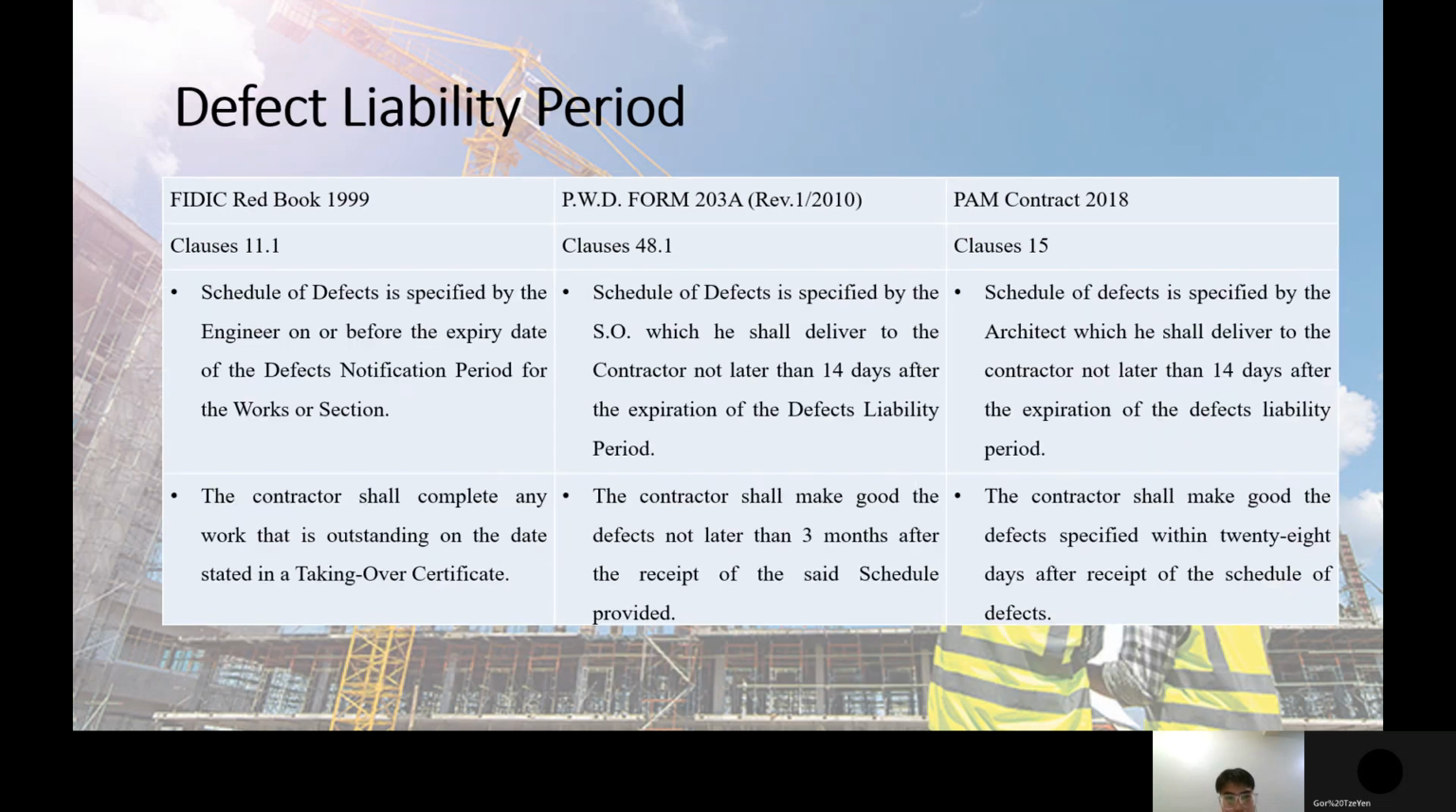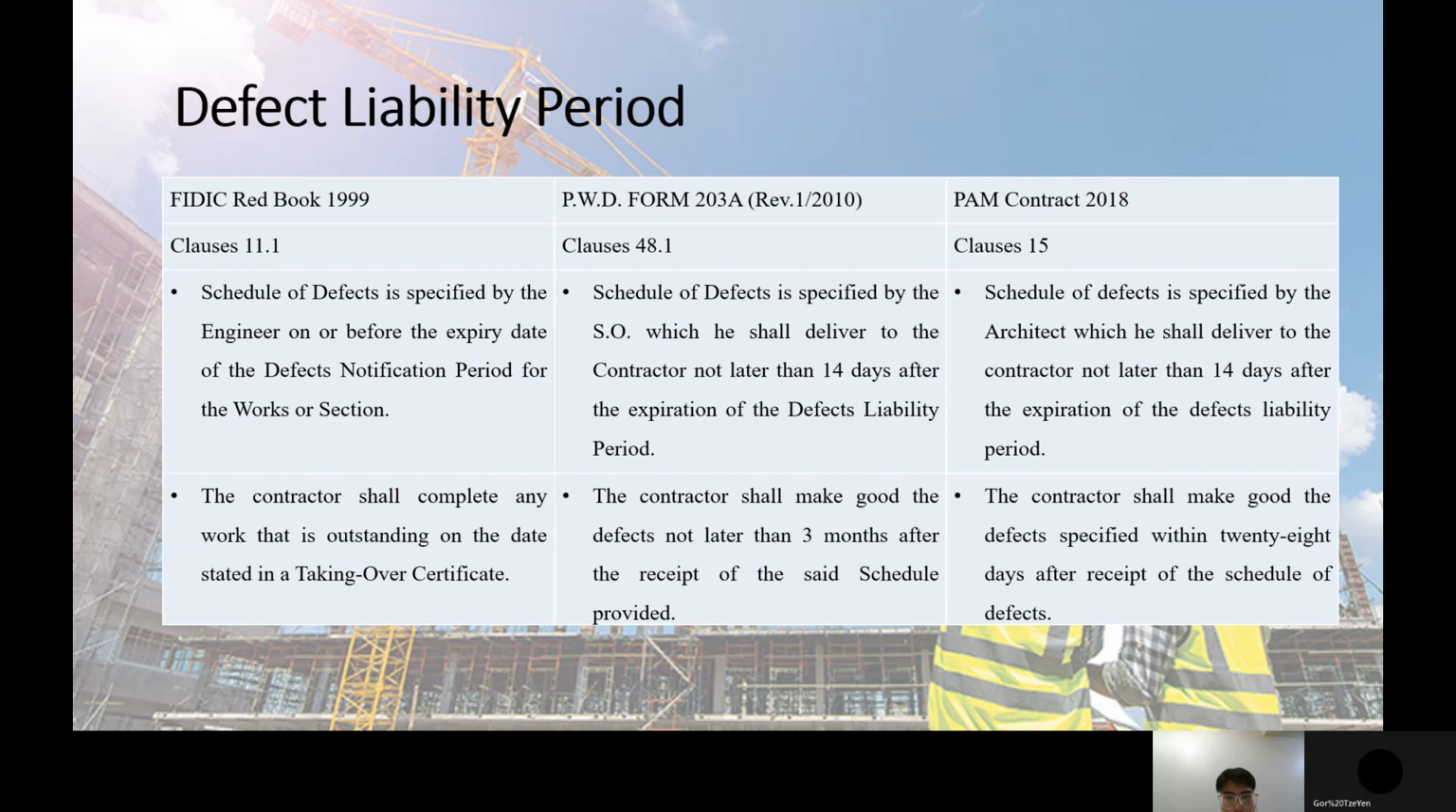Next. Moreover is the defect liability period. The FIDIC Red Book 1999 defect liability period is in clause 11.1. The schedule of defects is specified by the engineer on or before the expiry date of the defects notification period for the works or section. The contractor shall complete any work that is outstanding on the date stated in a taking over certificate.